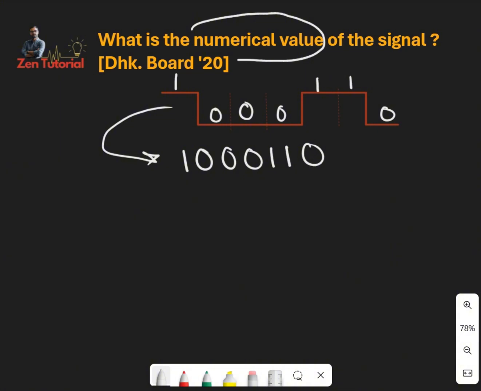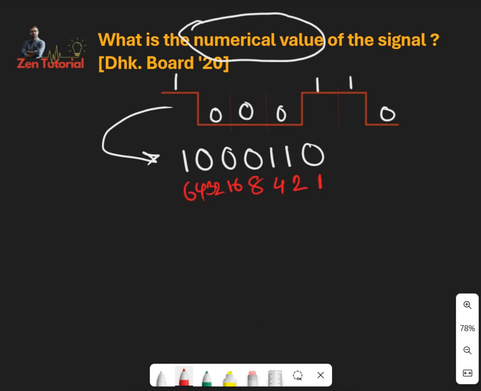So numerical value is actually defined as the decimal. So from the binary value, let's use the red one. So this is 1, this is 2, this is 4, this is 8, this is 16, and this 0 defines 32, and of course this will be 64.